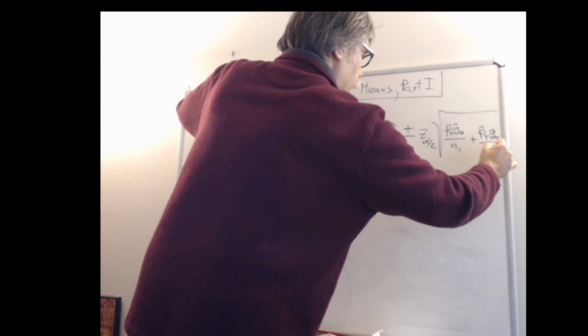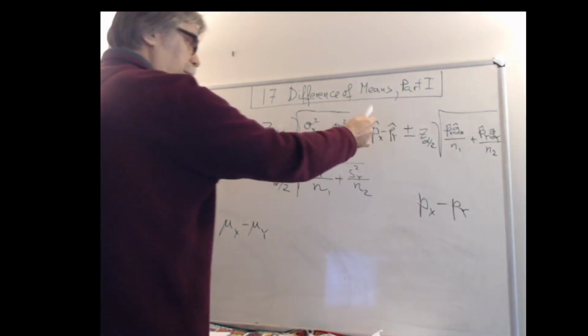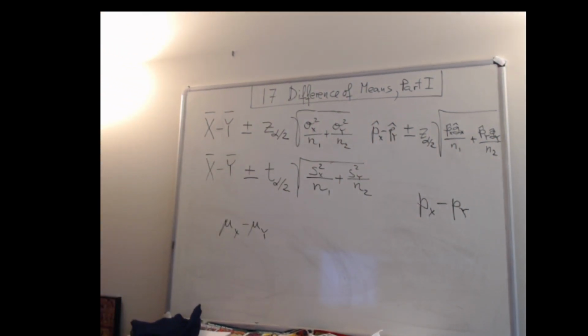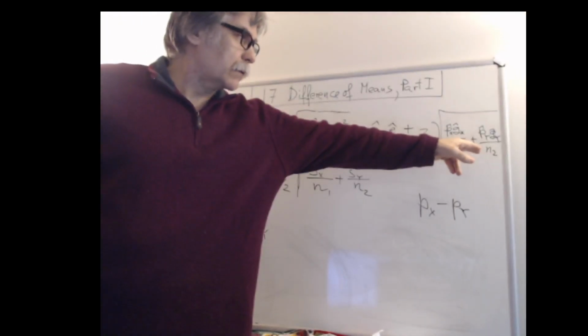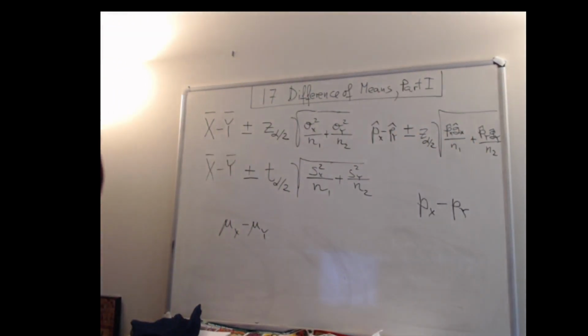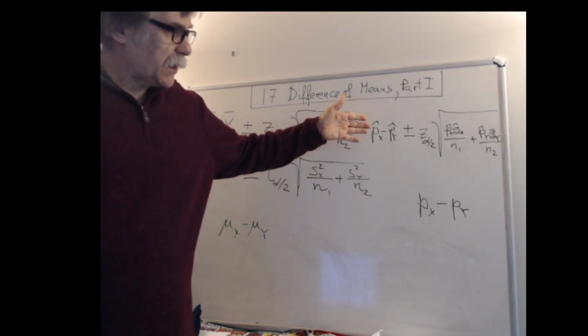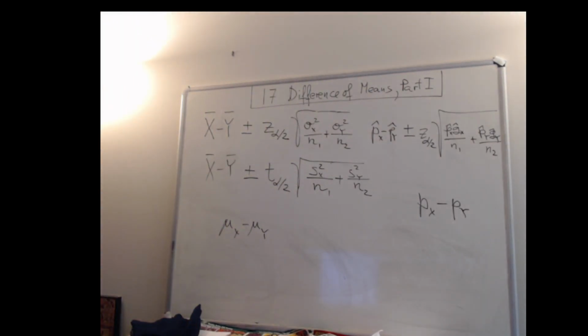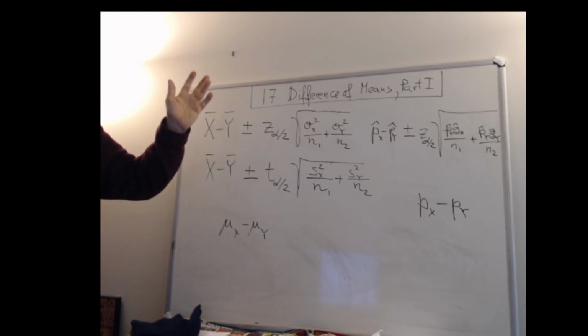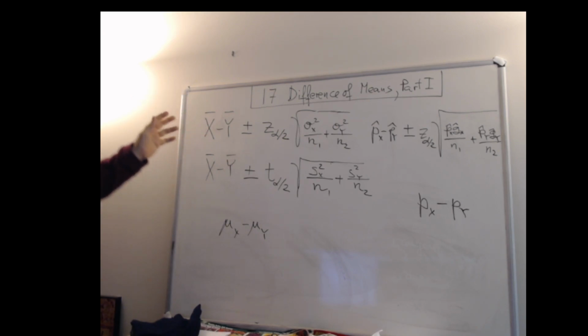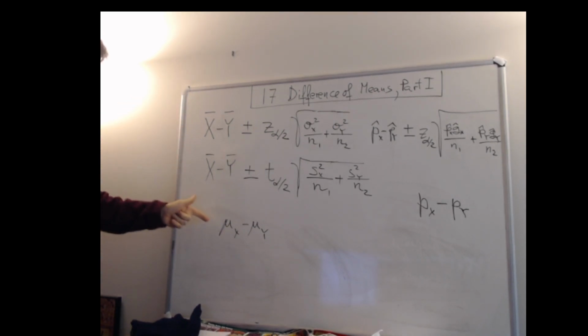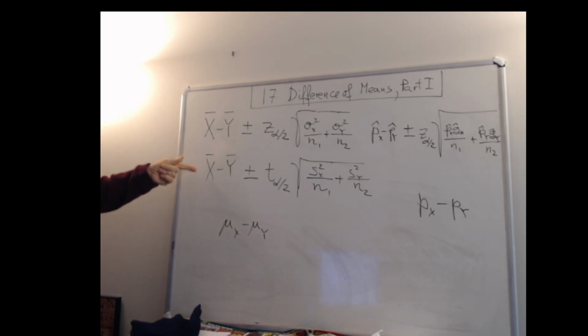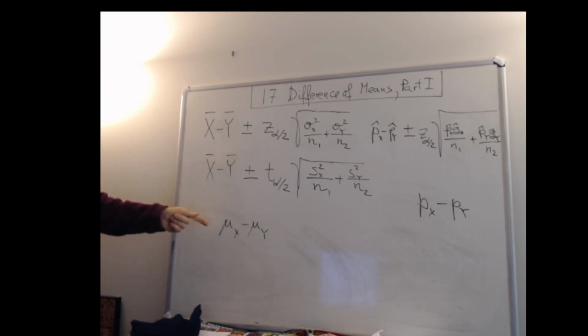And again, N1 refers to the size of the sample you have for the X's, and N2 refers to the size of the sample you have for Y. So again, this is a Z estimate for the difference of two proportions. There is no T estimate there, it's only Z estimate. This is a Z estimate for the difference of two population means. This is a T estimate for the difference of two population means.